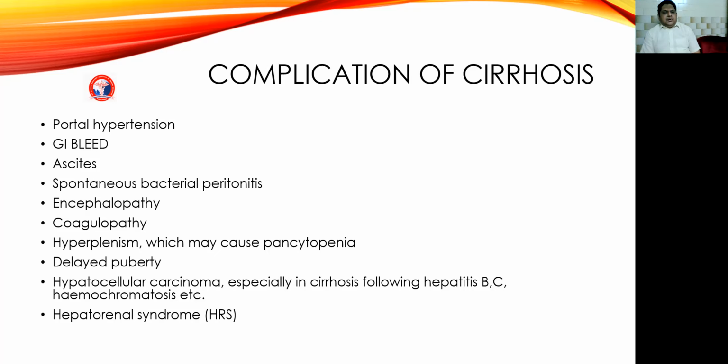First one is portal hypertension, GI bleed, ascites, spontaneous bacterial peritonitis, encephalopathy, coagulopathy, hypersplenism leading to pancytopenia, delayed puberty, hepatocellular carcinoma, hepatorenal syndrome. These are the complications of cirrhosis.